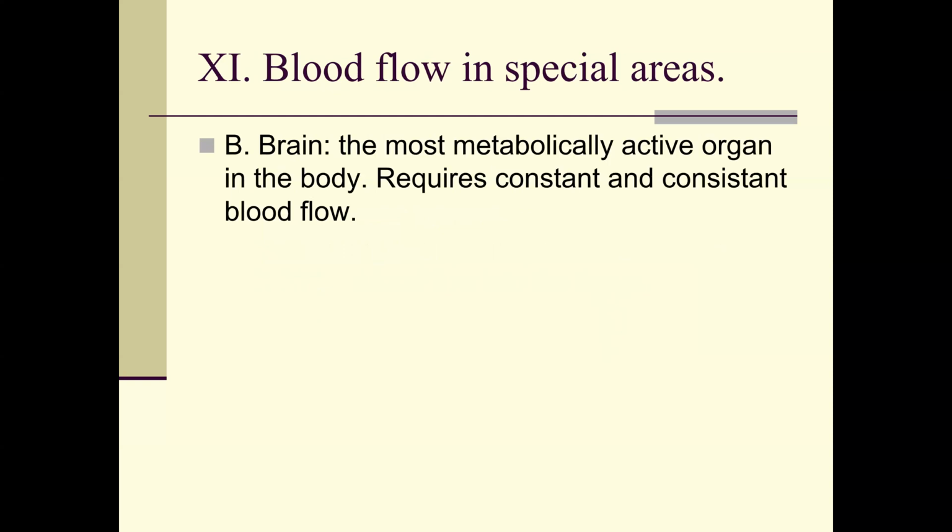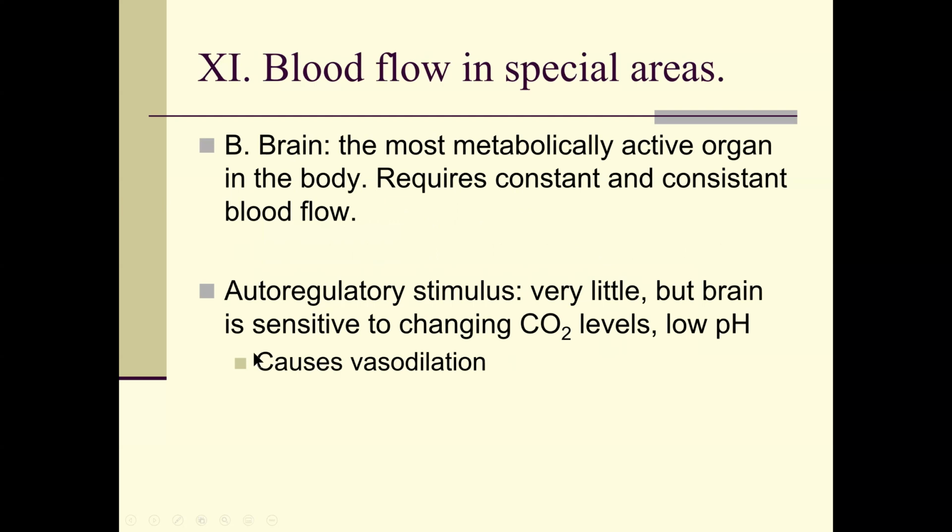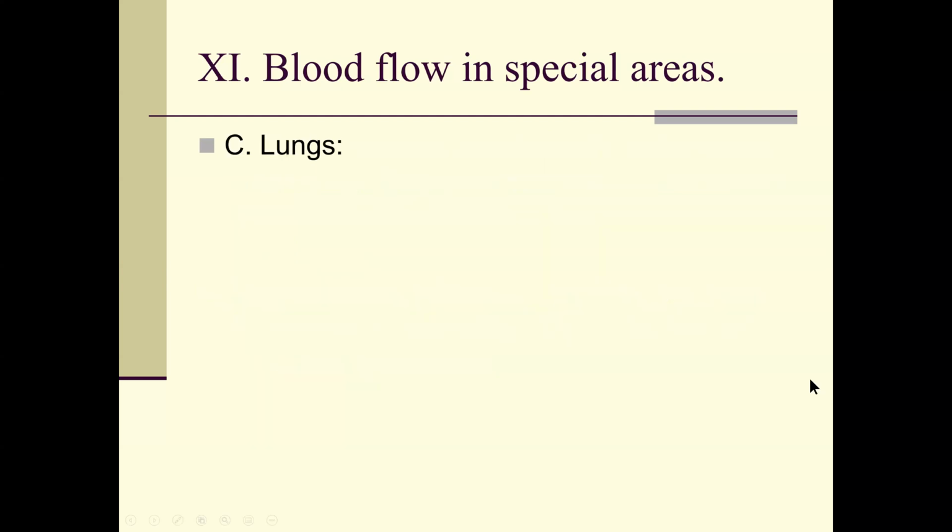The brain, we actually don't increase and decrease blood flow. We keep blood flow going into the brain constant and consistent. So very little, but the brain is sensitive to changes in CO2 levels. Low pH causes vasodilatation, but like I say, there's not very much change in the blood flow. We do things to preserve blood flow to the brain, but the blood flow to the brain is pretty constant. That's why the carotids are elastic arteries to take that pulse pressure, because the carotid is not very far away from the heart. We want to dampen that pulse pressure from the heart.